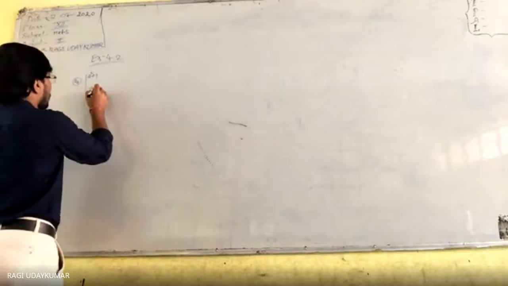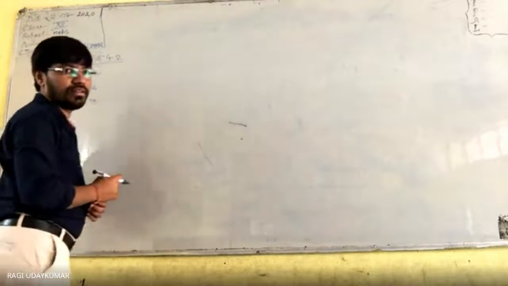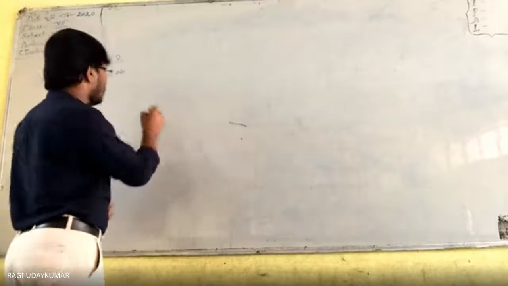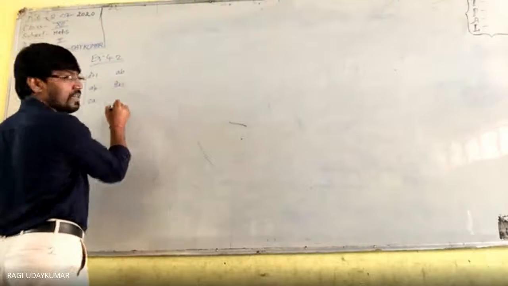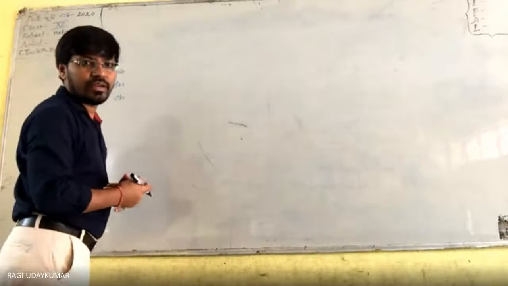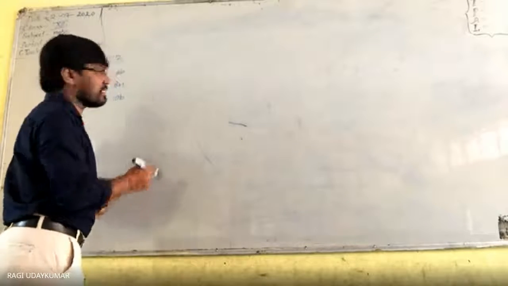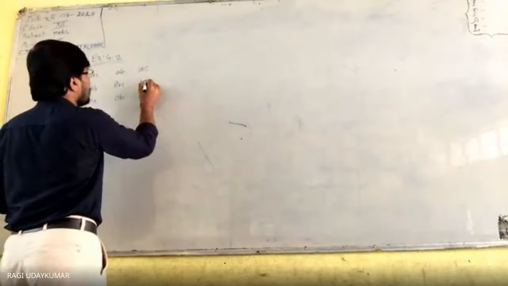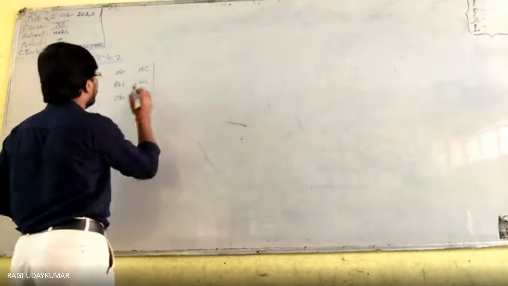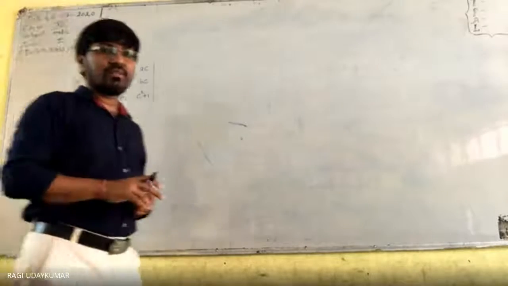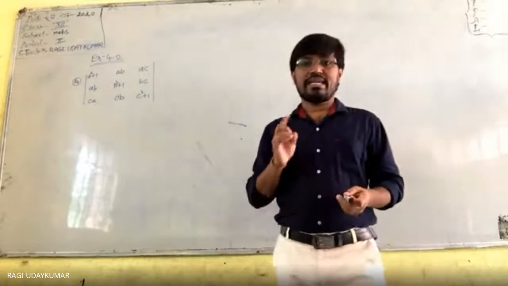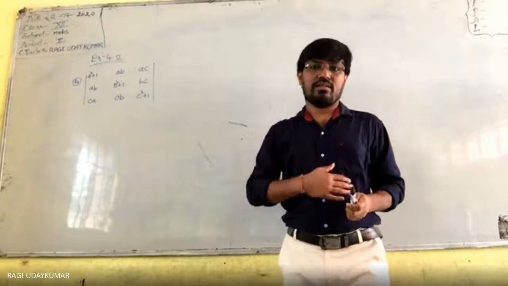The 14th problem here: if you see, the determinant of a square plus 1, ab, ca; ab, b square plus 1, cb; ac, bc, c square plus 1. So this is equals to, here the question is given to you to prove it as 1 plus a square plus b square plus c square.